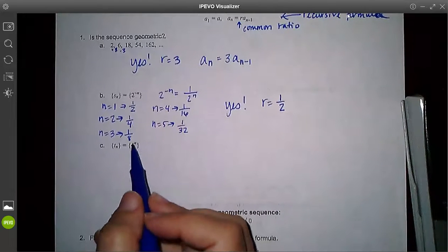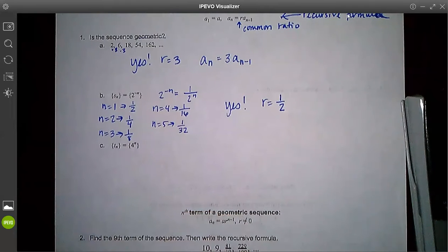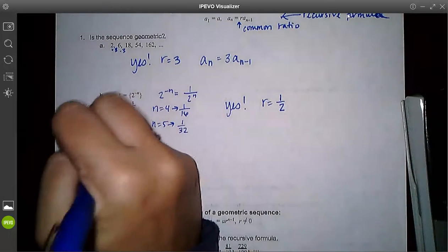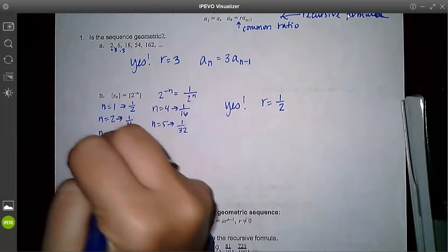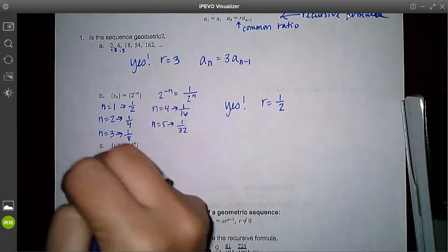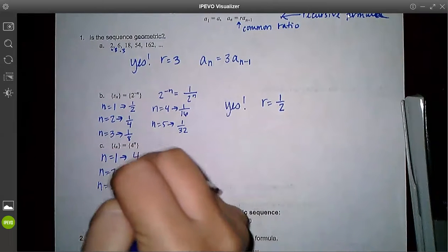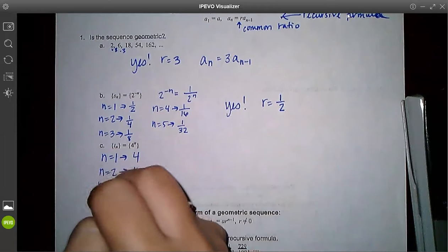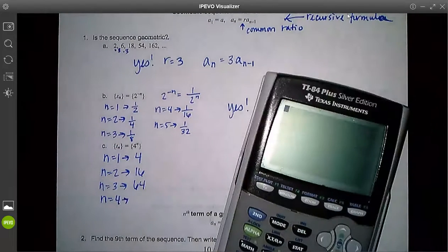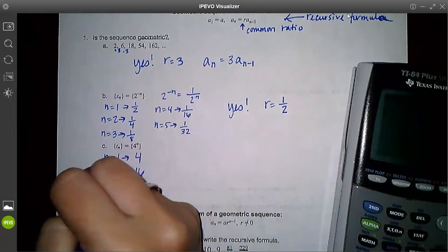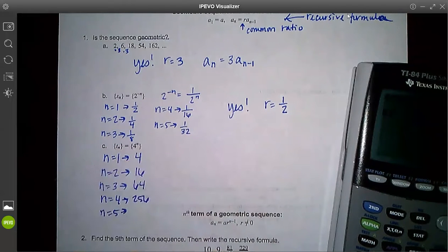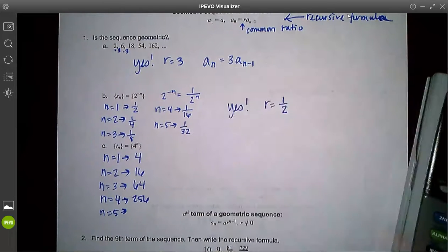Same with this one. So basically an exponential equation is going to translate to a geometric sequence. So linear is arithmetic, exponential is geometric. So here n equals 1, 4 to the first power is 4. 4 squared is 16. 4 cubed is 64. 4 to the fourth power is 256. 4 to the fifth power is 1024.